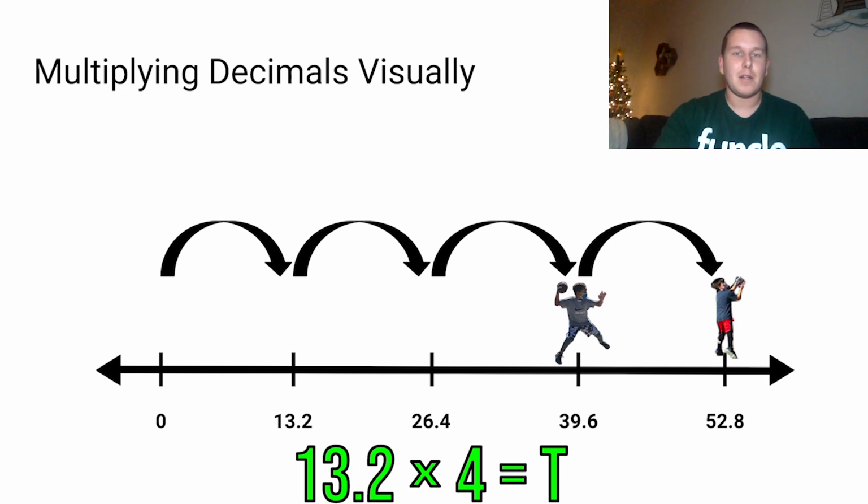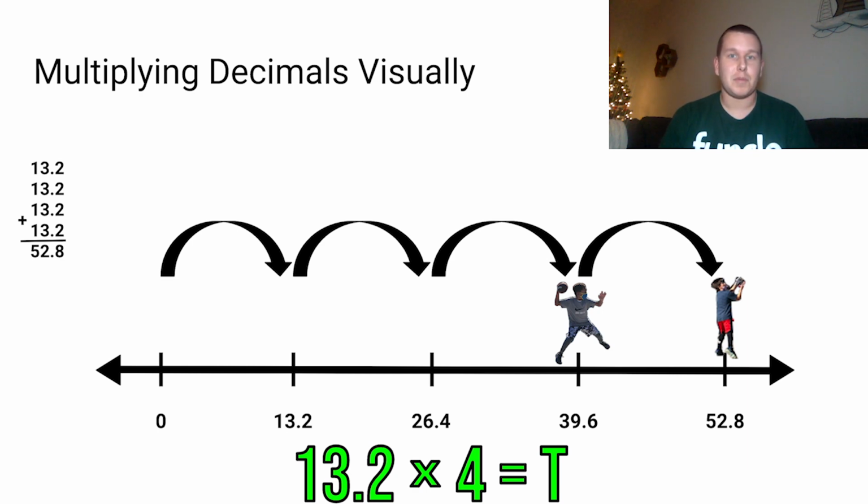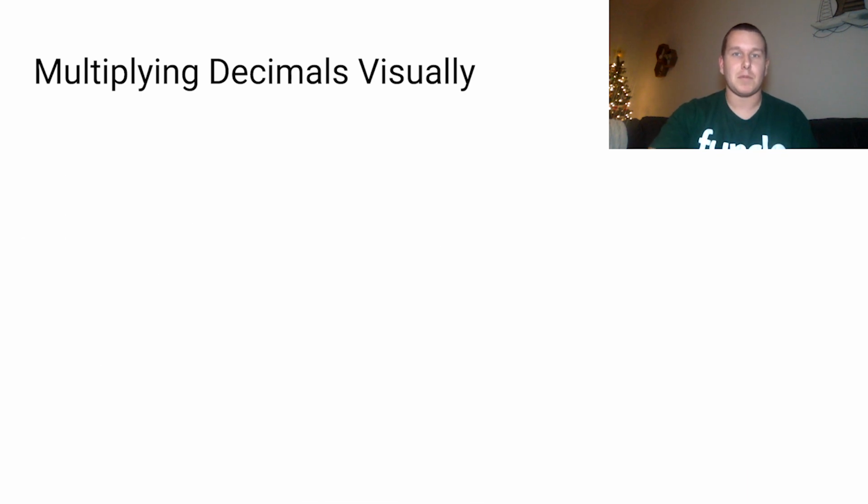Another way we could look at it, though, is repeated addition. So if we simply add 13 and 2/10 4 times, we're going to get our answer of 52 and 8/10. So number lines and repeated addition are a great way to visually multiply decimals. Let's take a look at the next type of way we can multiply with decimals.